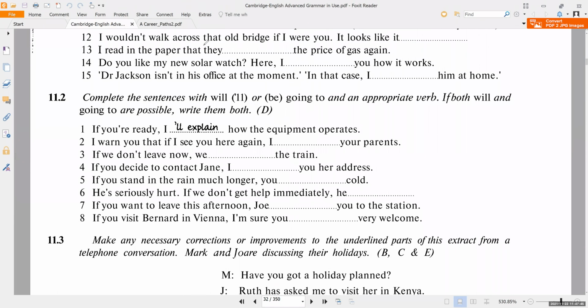أوكي، حنجي هنا حنقول question number 11(2). Complete the sentences with will, I'll, or be going to, and an appropriate verb. If both will and going to are possible, write them both. If you are ready, I'll explain how the equipment operates. Yes. Number 2.